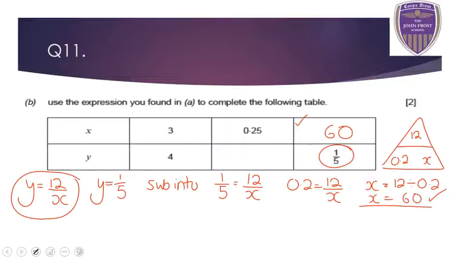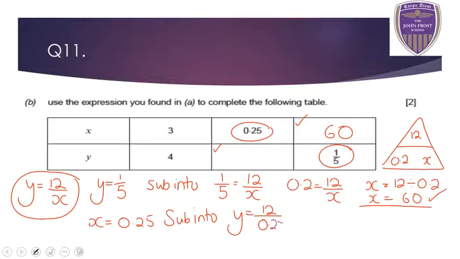If I'm working this value out, that's when x is 0.25. So x is 0.25. If you substitute into the formula, y is 12 divided by 0.25. That's your x value. So that would give you 48. Okay, so that answer is there. So it's always a case of what am I working out, so that you know then where to substitute into the formula.